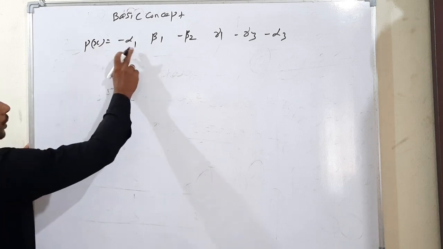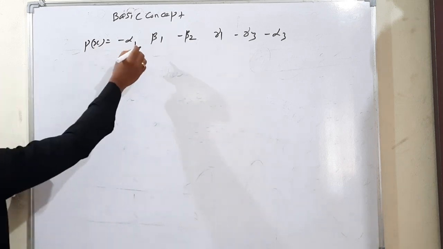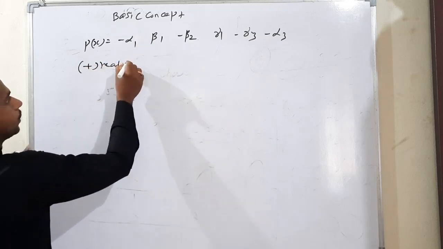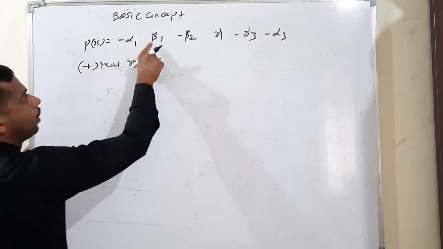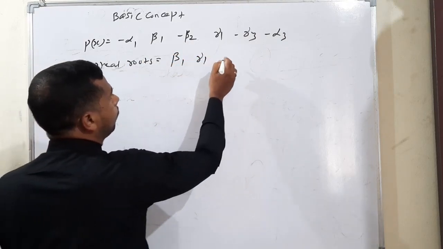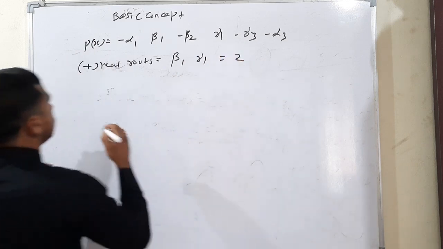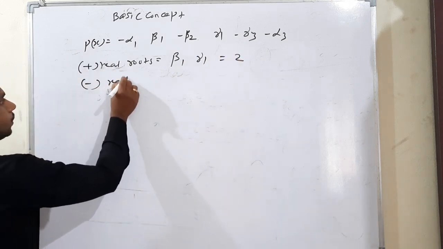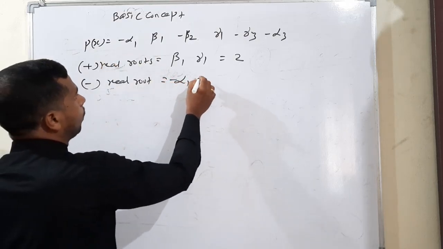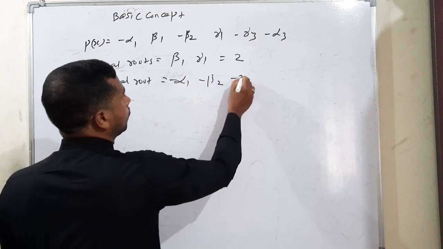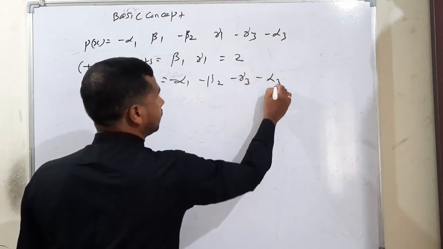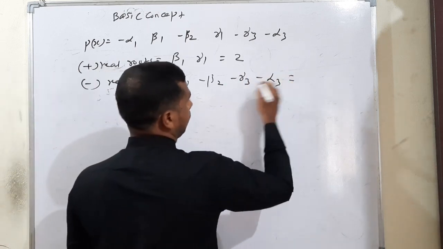For example, from this p of x, how do we count the positive real roots? The positive real roots are 1, that is beta 1, then gamma 1, only 2, isn't it? So the negative real roots are minus alpha 1, minus beta 2, minus gamma 3, and minus alpha 3, isn't it? Totally how many negative real roots are there?